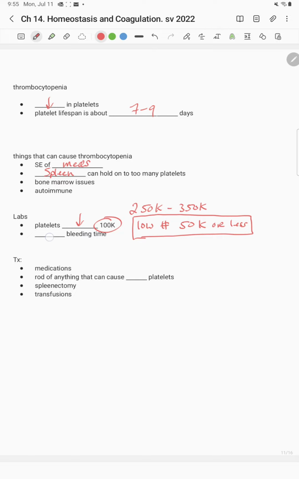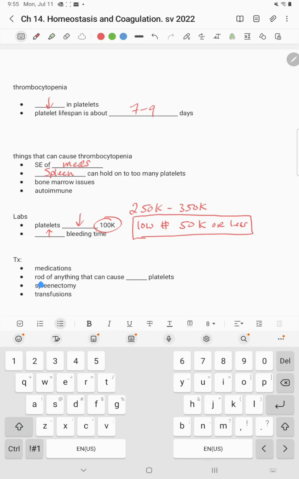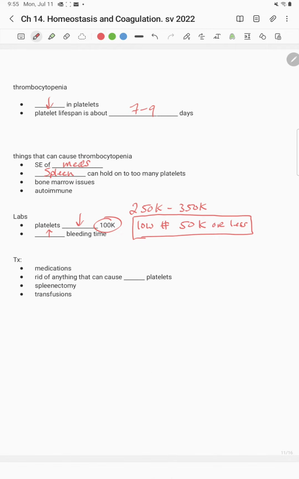If platelets are low, then you're going to have increased bleeding time. Treatments for this would be medication, and you would rid the person of anything that can cause a decrease in platelets. So toxins, side effects of medications, if doable, get rid of them, or if they're consuming something that you find is causing a decrease in platelets or hurting their platelet situation. A splenectomy and transfusions are some other treatments.